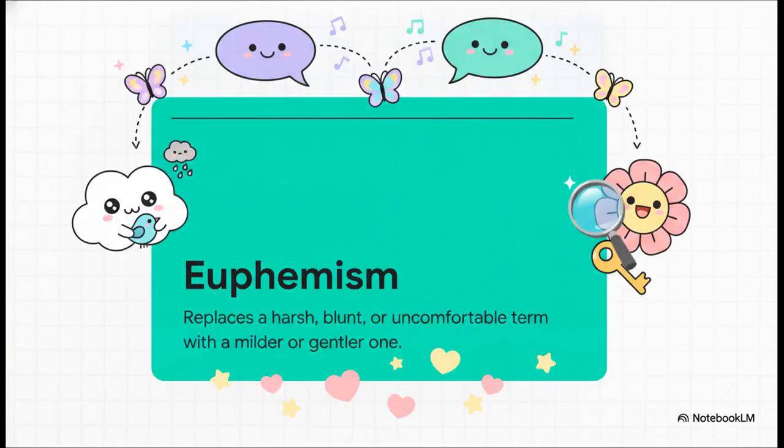Next is euphemism. A euphemism replaces a harsh, blunt, or uncomfortable term with a milder or gentler one. For example, he passed away last night, or she was let go from her position. Passed away softens the word died, and let go softens fired or dismissed. Euphemisms are incredibly common in formal announcements to soften the blow of harsh realities.